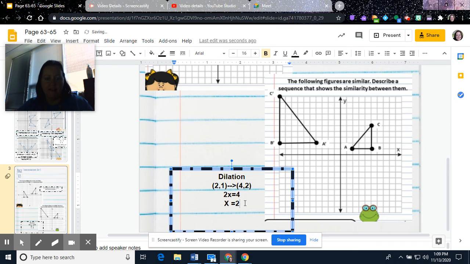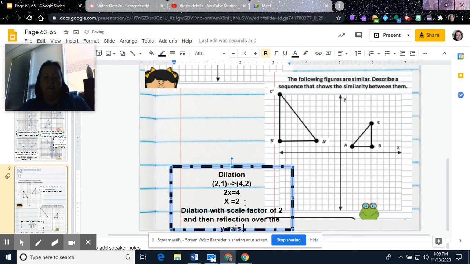So we'll say dilation with scale factor of 2, and then reflection over the y-axis.